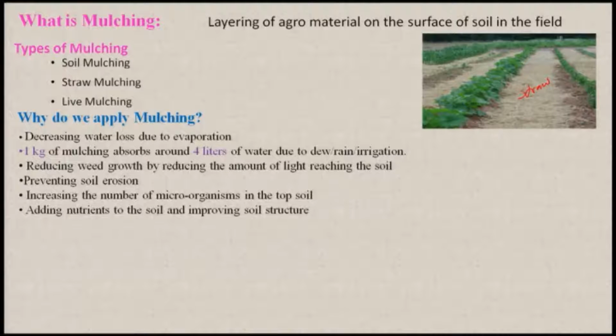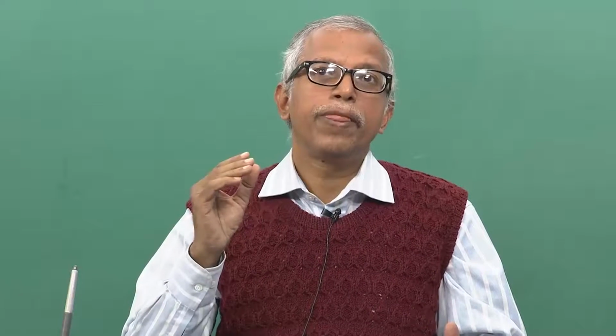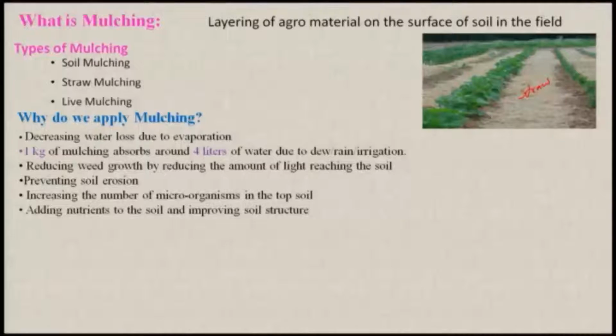Also, reducing the weed growth by reducing the amount of light reaching the soil, the sunlight will not be entering, therefore, other plants will not really germinate nearby. And preventing soil erosion, soil erosion is a big problem due to the use of tractors and very high depth tillage. That is making a dip, and then more soil is coming and erosion is happening. Whereas, if we use our traditional plow, which has a very small depth, that will be reducing the erosion. So, also if you do mulching, soil erosion will be reduced drastically.